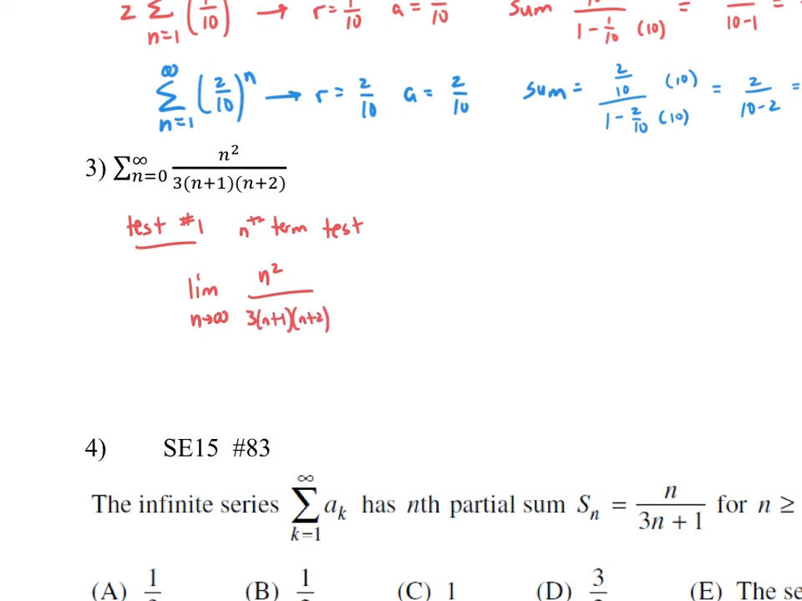We could have done this in the previous two series, although we would have gotten 0, so it would have given us no information that was helpful. But in this case, we get a limit of 1/3. Since that limit is not 0, what that means, just remember the purpose behind this test.